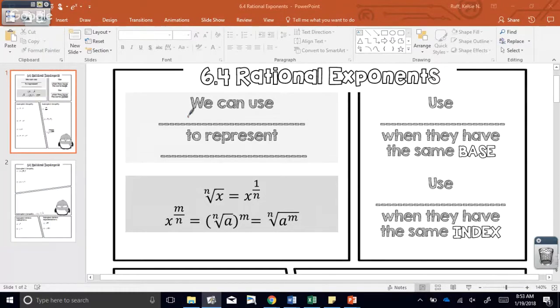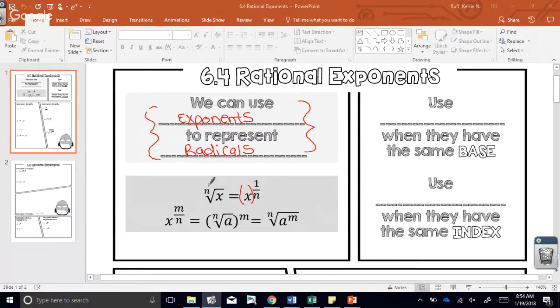Is that we can use exponents and radicals. So we're going to be able to go back and forth. We're going to use exponents and radicals interchangeably. Okay, so here's how it works.